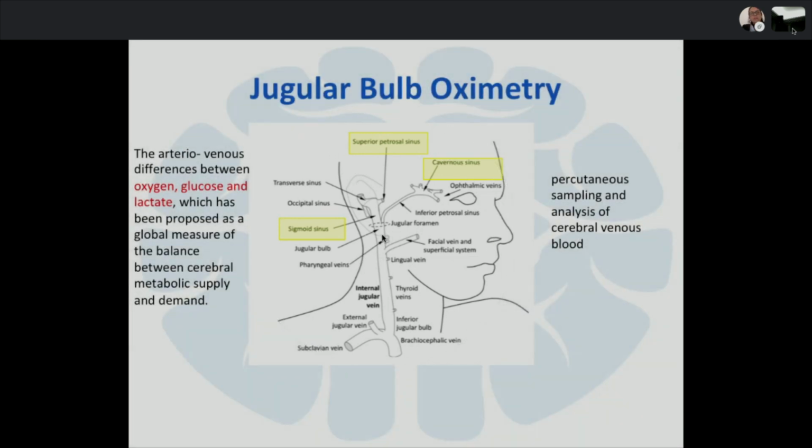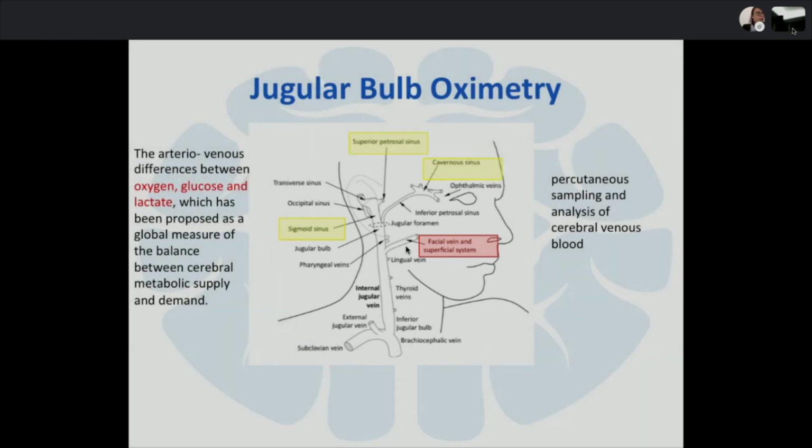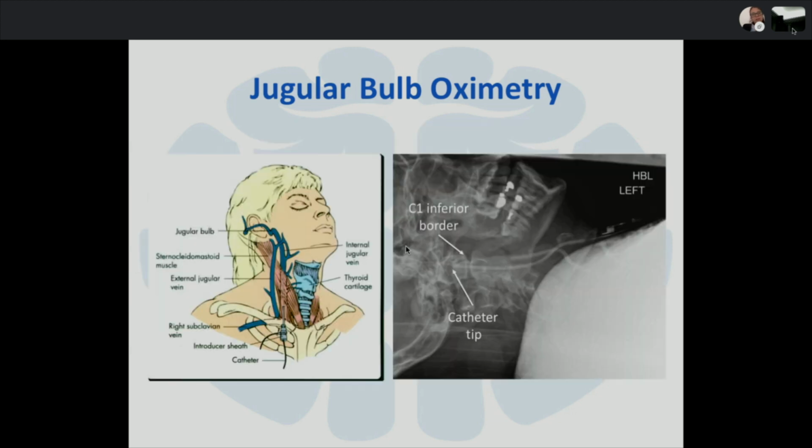So the concept is that the venous difference between different substrates like the oxygen, the glucose, and the lactate is a global measure of the balance between the cerebral demand and the cerebral metabolic supply of the brain. Now, of course, if we sample the blood below the facial vein, we have a contamination from an external component of the venous flow. So one of the most important components in this kind of technique is the position of the probe.